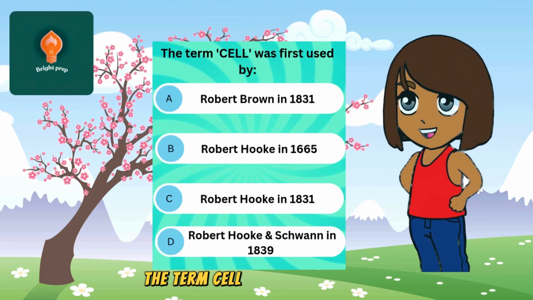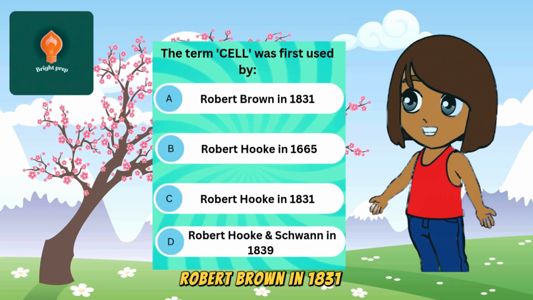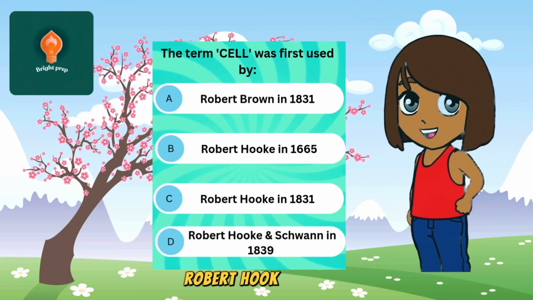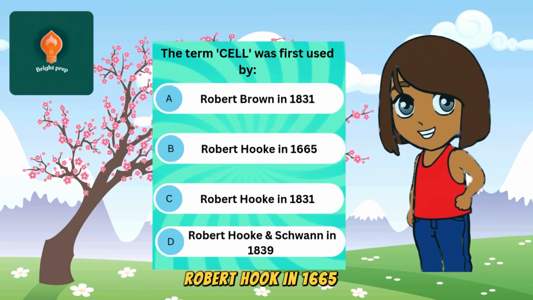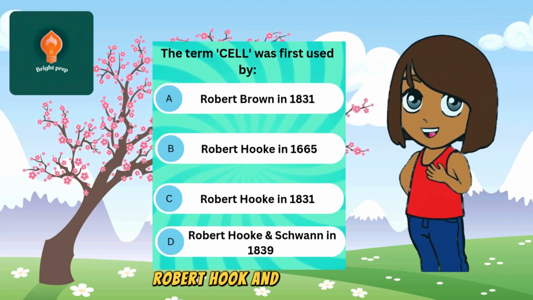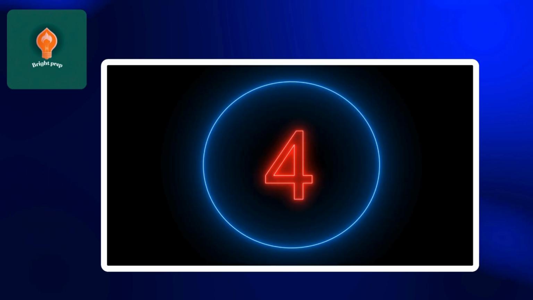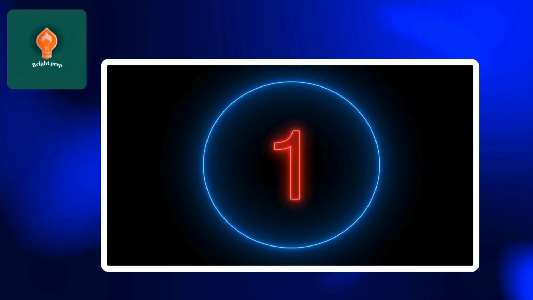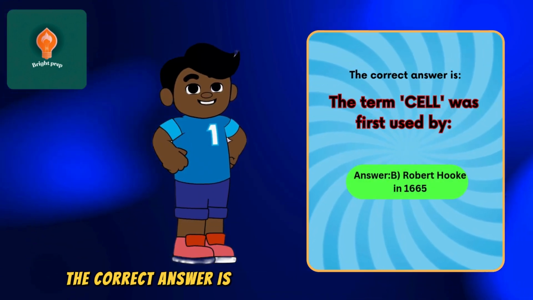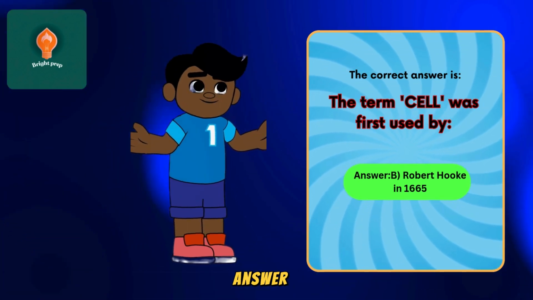The term cell was first used by A. Robert Brown in 1831, B. Robert Hooke in 1665, C. Robert Hooke in 1831, D. Robert Hooke and Schwann in 1839. The correct answer is, the term cell was first used by Answer B.